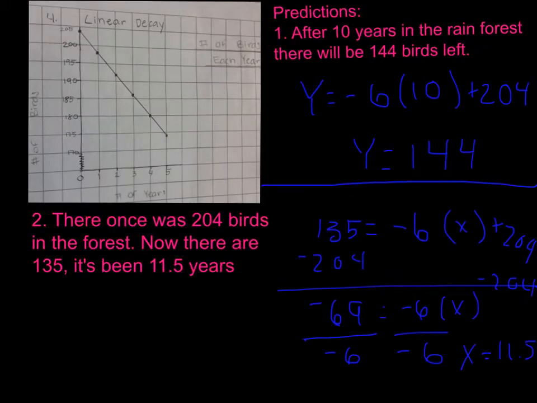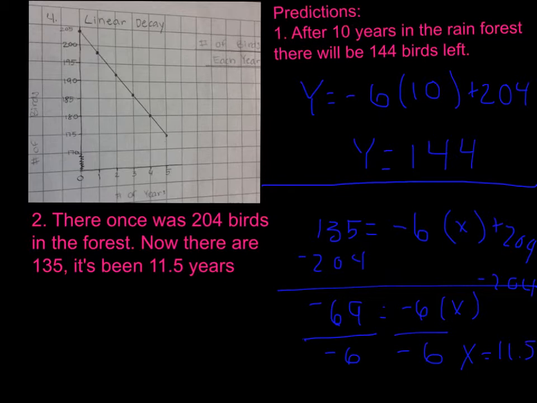Here's the linear decay graph, and the title is number of birds each year. The x-axis is the number of years, and the y-axis is the number of birds. And our first prediction: after 10 years in the rainforest, there will be 144 birds left.